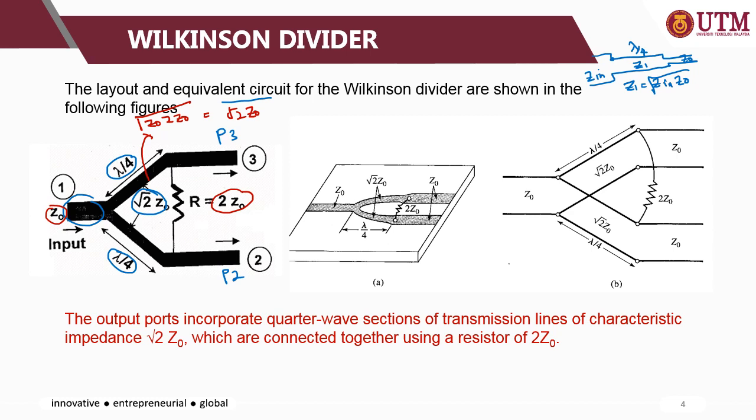Each of these transformers is connected to another resistor with the value of 2 Z0. The function of this resistor is to dissipate the reflected power that appears at port 2 and port 3, and it also provides better isolation between port 2 and port 3. The two transformers help to improve the impedance matching between the input port and the output ports.